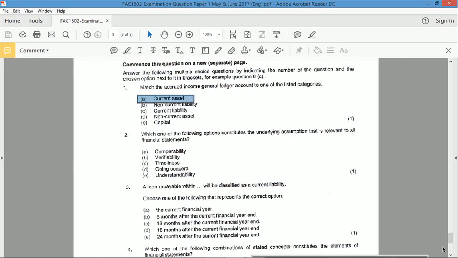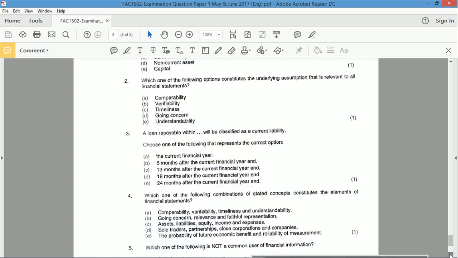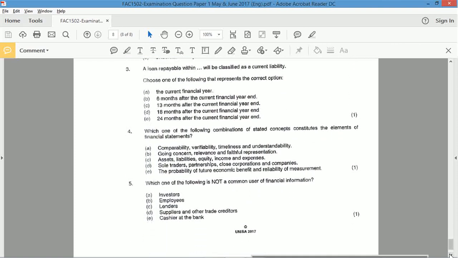Number 3. A loan repayable within what will be classified as a current liability? Obviously, we're looking at time. Short-term liabilities must be paid within 12 months, the current financial year. So a loan repayable within the current financial year will be classified as a current liability. The current financial year, 6 months after the current financial year, 13 months after, no. 18, 24, no. Definitely not C, D, and E.